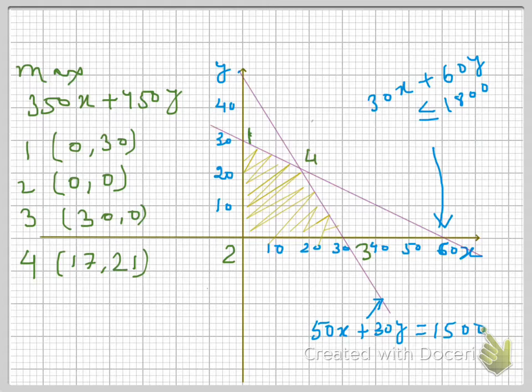In some special case, if the objective function becomes parallel to any of the constraints, then you can have multiple solutions. That we will see later. But right now, the maximum profit you will be getting at these extreme points.